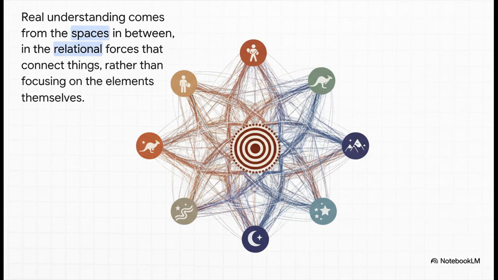Next is relationship. Instead of just focusing on individual, separate things, this way of knowing is all about the connections between them. A good way to picture it is like a spider's web. True understanding doesn't come from looking at one strand, but from seeing how everything, the people, the animals, the land, the stars, is all connected and influences everything else.